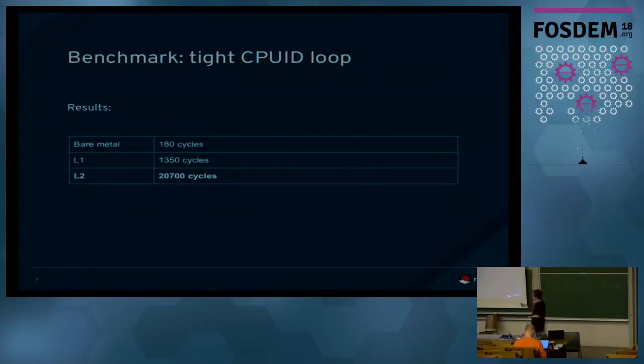If you run this on bare metal, something like a Skylake processor, you will get around 180 cycles. Level 1, and here by level 1 I mean we run Linux on Hyper-V, not Linux on KVM, you will get around 1,350 cycles. With KVM, it's very similar. I got around 1,200, a little less than this count. But if you run a virtualized guest on Hyper-V, you will see something like that.